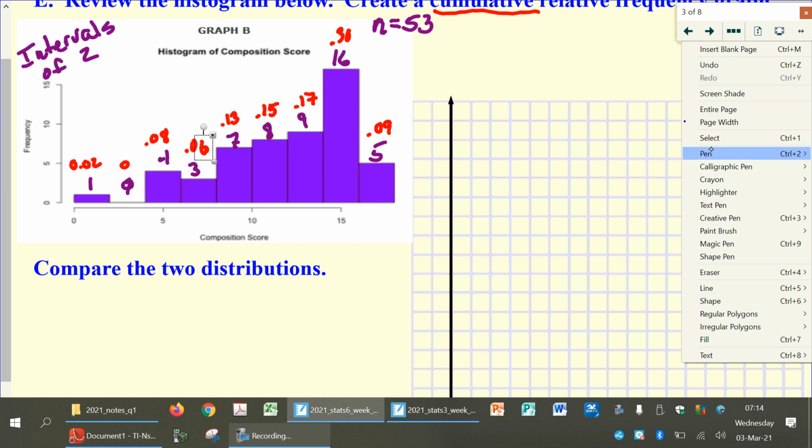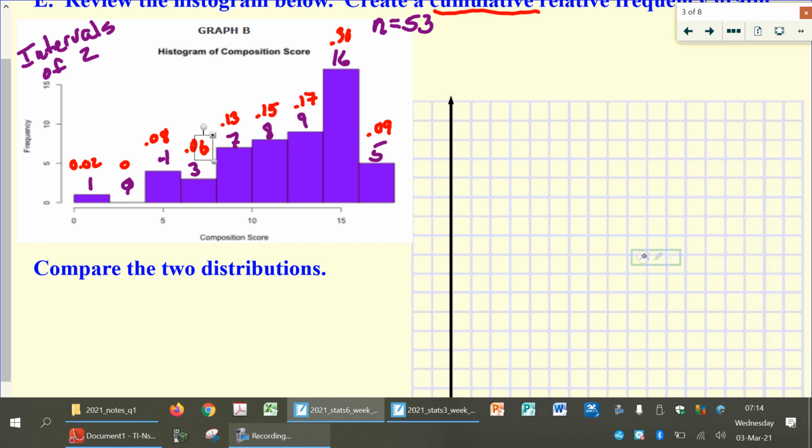So the first one's still going to be 0.02. There is nothing to the left of that one. So this one is still 0.02. Now we're going to add 0, so it's still 0.02. And we add 0.08, so now we have 0.10. Adding 0.06, so we're now at 0.16. And keep on going. 0.29, 0.43, 0.6, 0.9, and then we get 0.99.